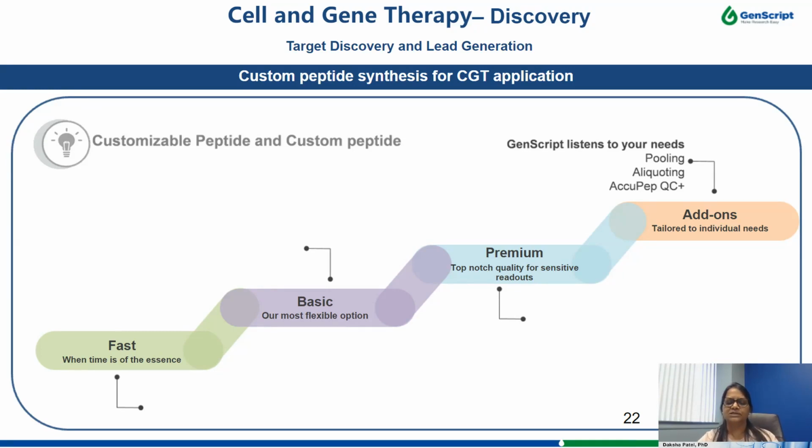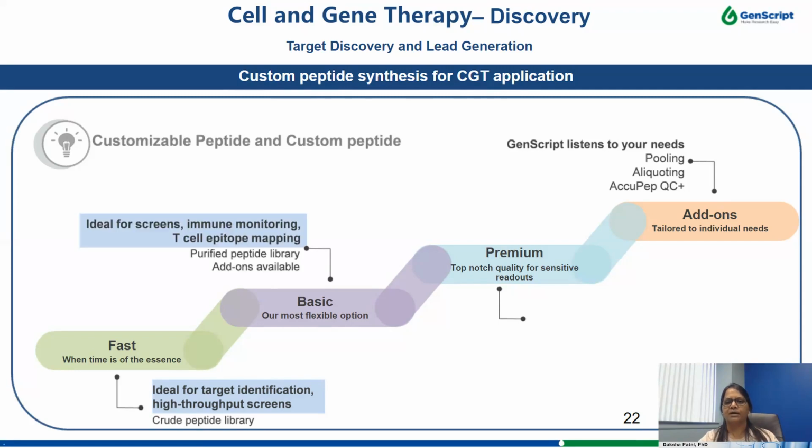Custom peptide synthesis service is also available, and we are providing different peptide qualities: fast peptides, which are suitable for target identification, basic peptides, which are ideal for immune monitoring and T-cell epitope mapping, and premium peptide service is also available.